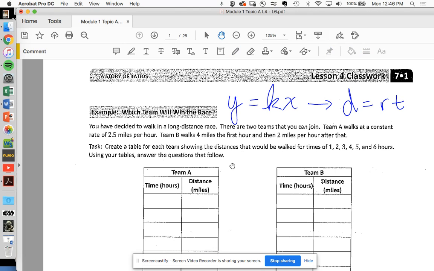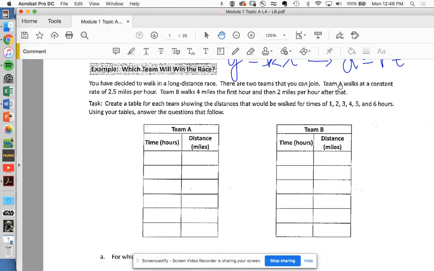So this situation, we've decided to walk in a long distance race. And there's 2 teams. You can join Team A or you can join Team B. Team A walks at a constant rate of 2.5 miles per hour. What do you think we call that? A constant rate of 2.5 miles per hour. We already have a name for that. Ratio? It's a ratio, but it's the blank of blank of blankety blank. Constant of proportionality. It's 2.5. Every hour they walk, they go exactly 2.5 miles, no matter what. They know their pace, they know what they need to do, and they do it. They slow down if they need to, they speed up so that they walk that exactly every hour.